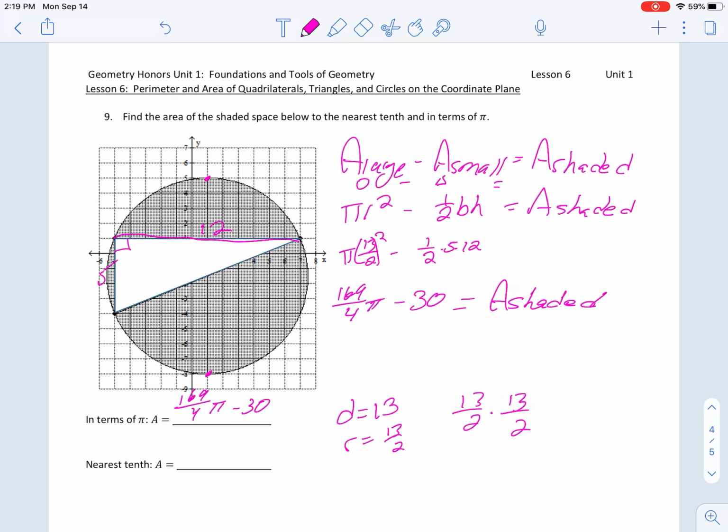Now, nearest tenth, go to your calculator. Make sure you can type it in correctly. 169 fourths times pi, minus 30 from that. And it says nearest tenth, which is about 102.7 square units, okay? Technically, units are squared because we're talking area.